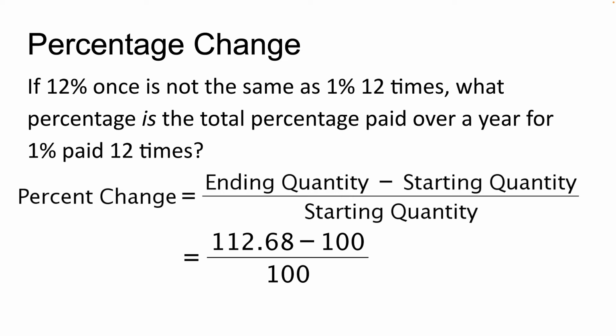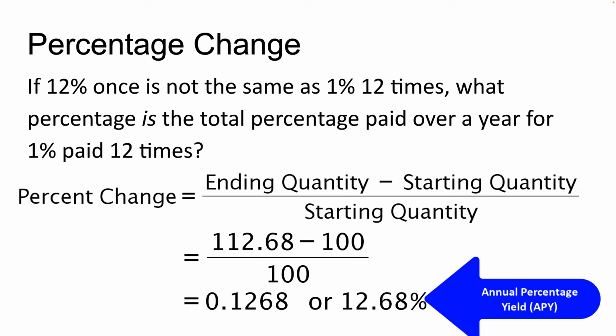So this means that we need to take $112.68. This was our ending balance in the account where it paid 12% interest compounded monthly, minus our starting investment, which was $100, divided by a starting investment, which was $100. This comes out to be 0.1268, which is 12.68%. So in an account that earns 12% interest compounded monthly, effectively, all of those little compounds each month add up to an overall growth of 12.68% over the entire year.